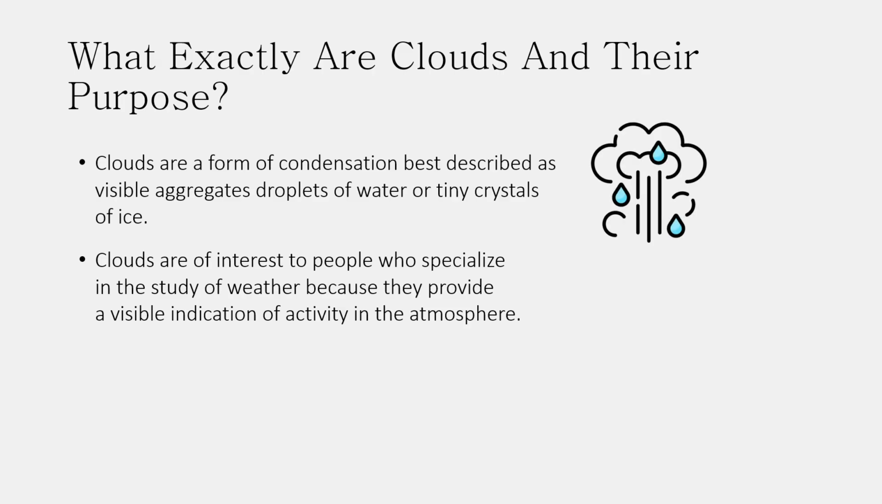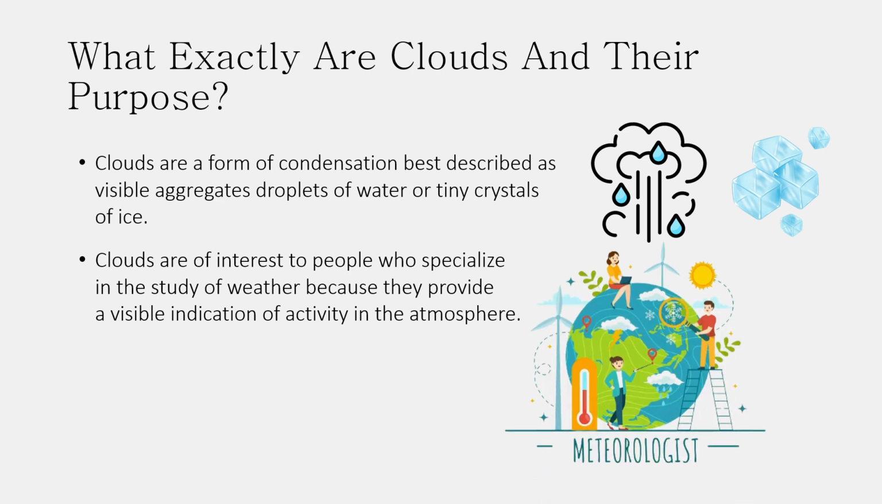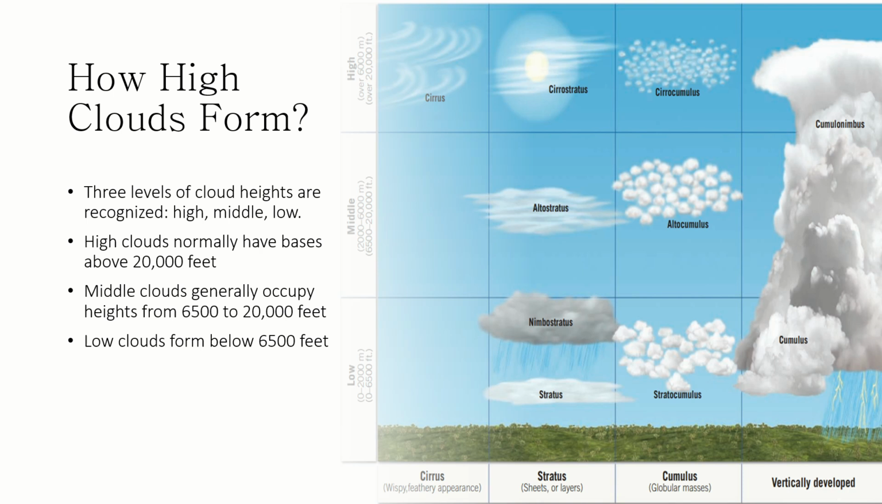So what exactly are clouds? Clouds are large masses of condensation made of either water vapor or ice crystals. The function of these clouds helps us and meteorologists know what's going on in the atmosphere. All clouds are broken up into 3 different types pertaining to their height in the sky, or more specifically, the troposphere. Before discussing the various types of clouds, let's discuss how high clouds form.